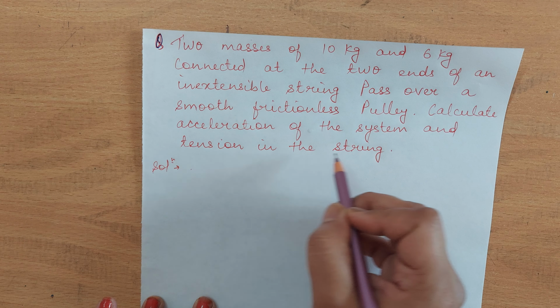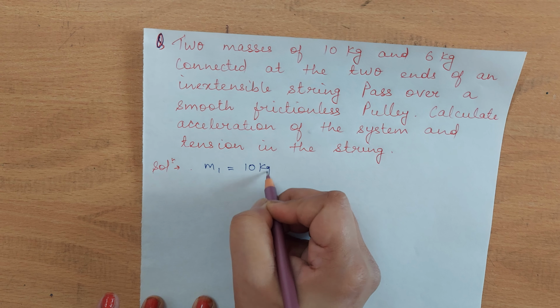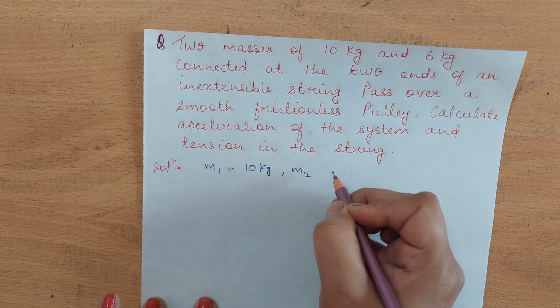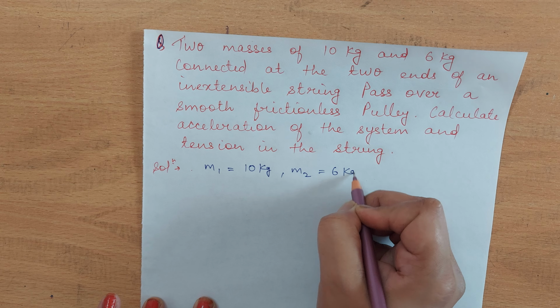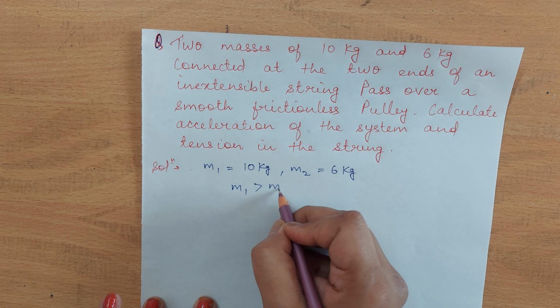So in this question there are two masses, 10 kg and 6 kg. Suppose m1 is 10 kg and the second mass m2 is equal to 6 kg. Clearly m1 mass is greater than m2 mass.